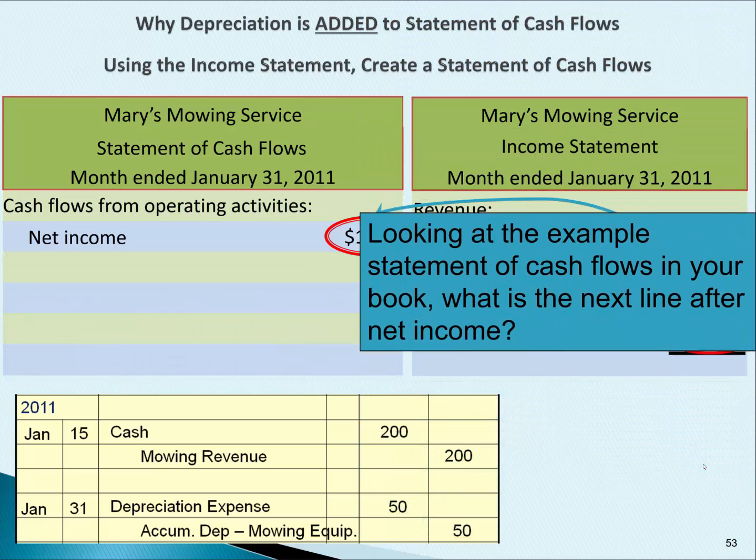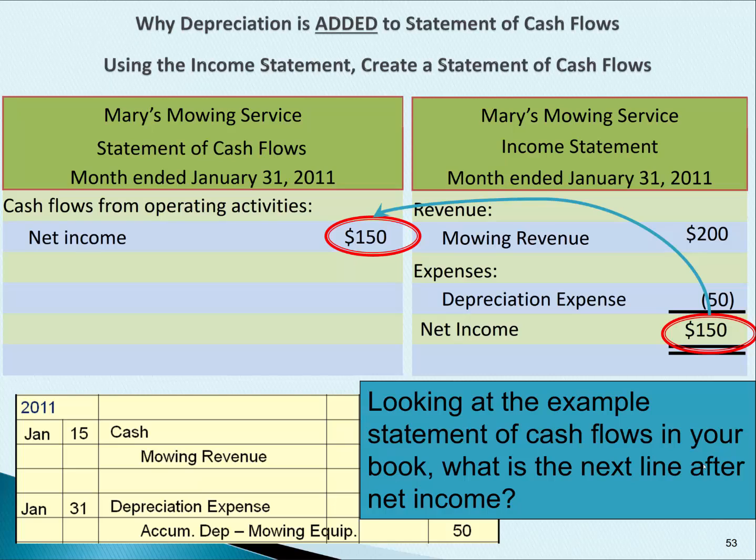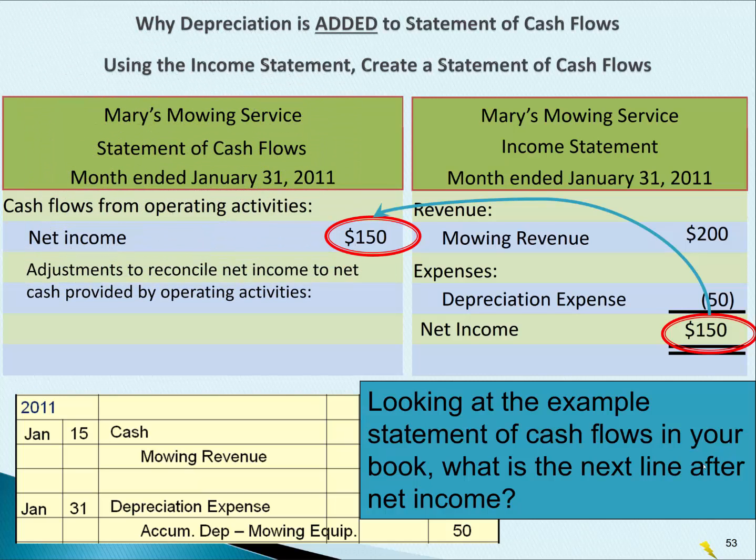So now, if you want to try to memorize all this stuff or just look in your book, from your example statement of cash flows in your book, what's the next line after the net income? It's called adjustments to reconcile net income to cash provided by operating activities. You don't have to memorize that. That line will already be in there on your homework.